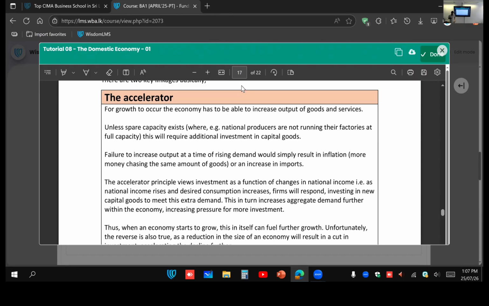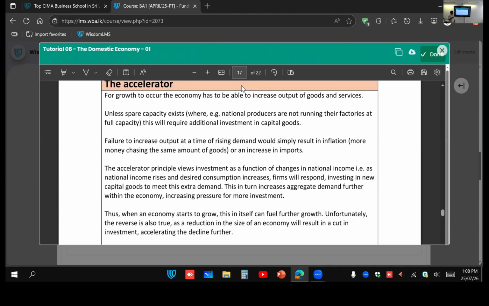Right? Imagine your company can manufacture 1,000 units whereas you manufacture only 750. So there's clearly spare capacity. But to match this, what do you need? You need factors of production, right? You need labor to run the factory, you need raw materials, all the four factors of production. Failure to increase output at a time of rising demand would simply result in inflation, money chasing the same amount of goods, and an increase in imports.